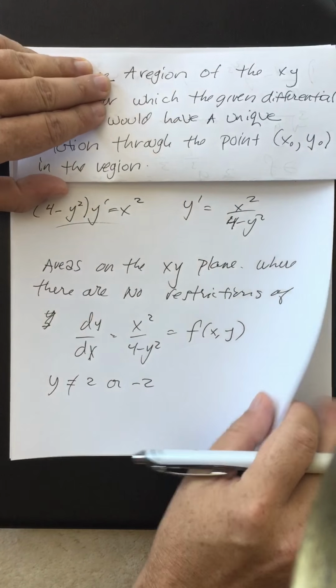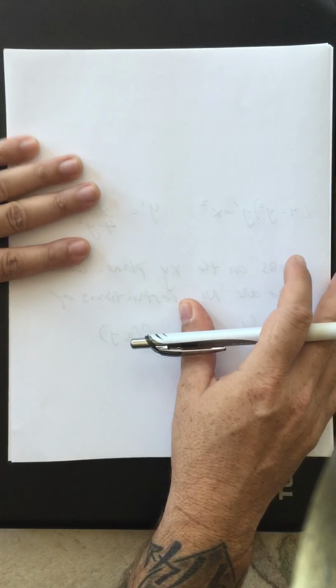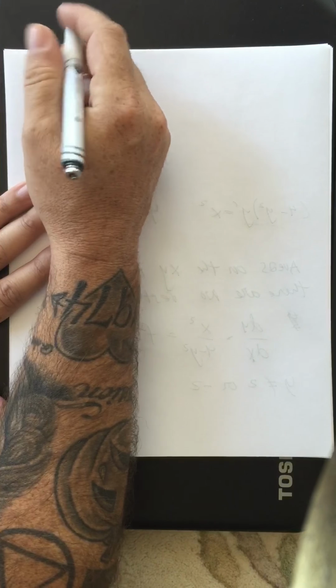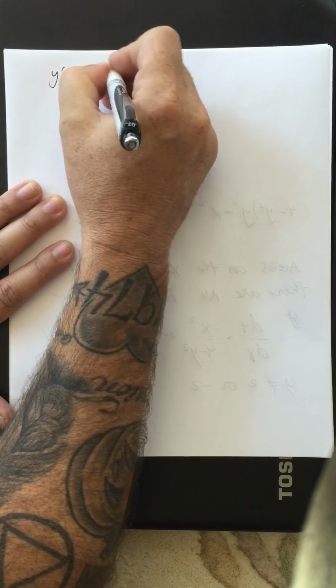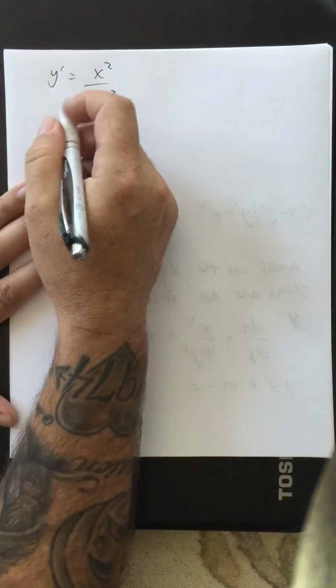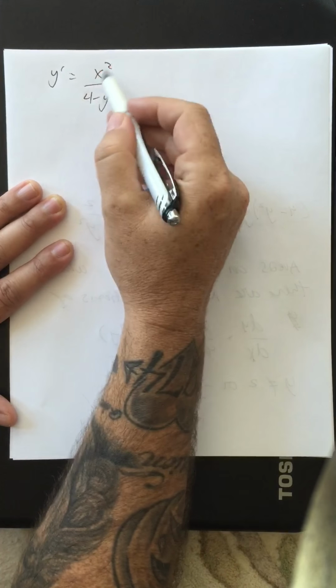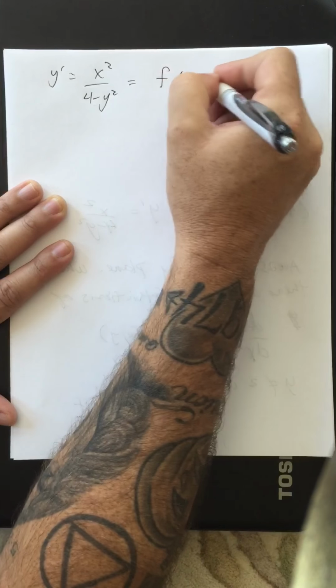Now, let me remove this. Let me turn it over so I'm not wasting a lot of paper. Alright. So now, the first thing you want to do is get it in that form. So we have y prime equals x squared over 4 minus y squared. So we got it in this form here. So this is a function of x and y. There's no y prime over here. So it equals a function of x and y.